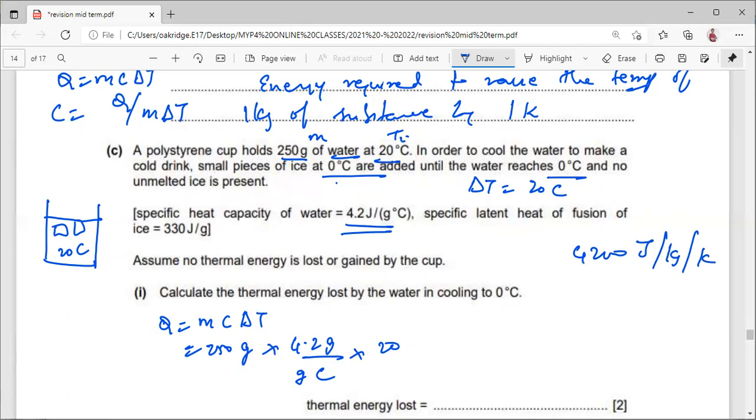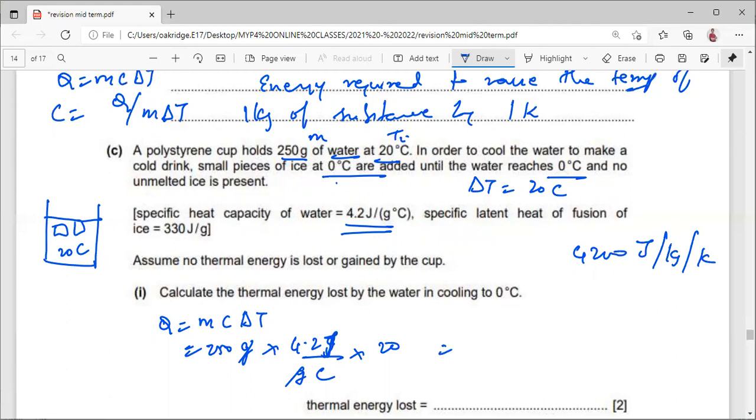So therefore, now you see if I keep this in grams, here also it's in grams. So I can cancel this grams over here, right? So thus I can just write it just like this over here. So what is this now? 4.2 joules over here. Yeah, joules.